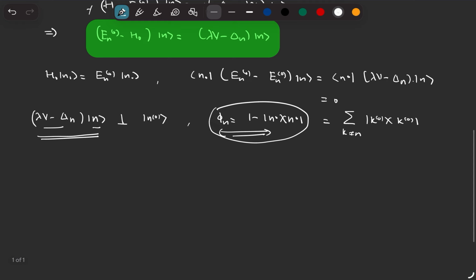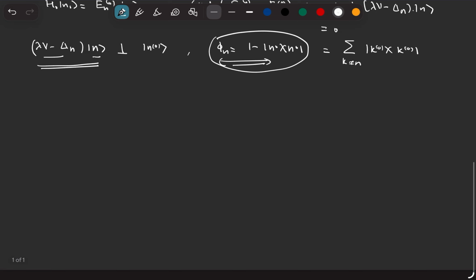Now we can do some different things here. We can see that if you have your phi n divided by (En0 minus H0), it is in principle equivalent to the sum over k not equal to n of 1 upon (En0 minus Ek0), times |k0><k0|. I'm sorry.